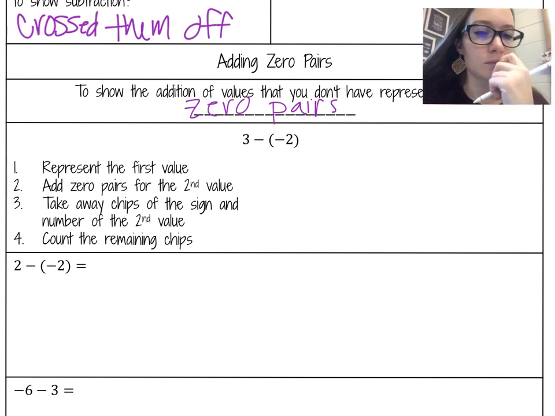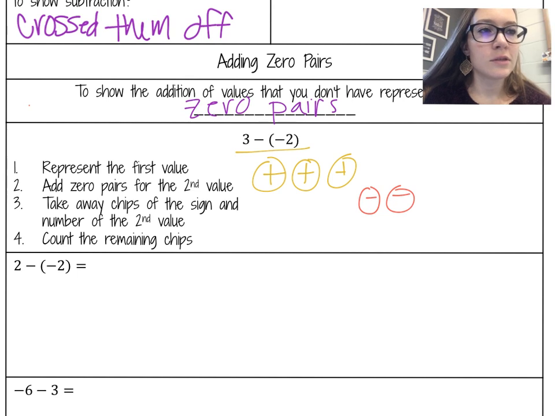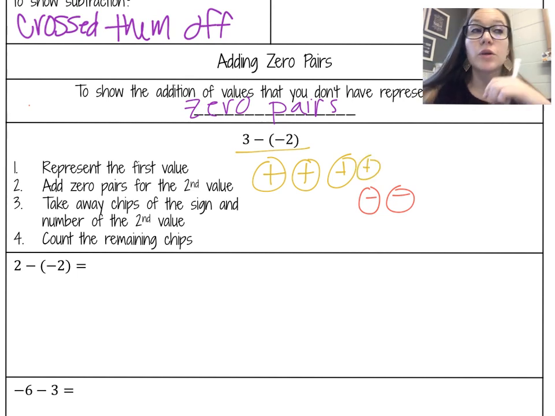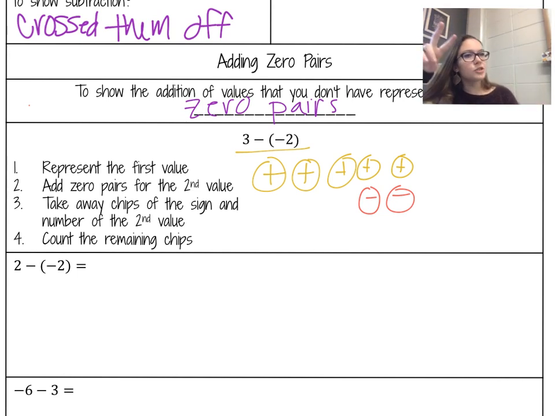So I'm going to show my positive 3 first. 1, 2, 3. Then I need to add enough 0 pairs that negative 2 is represented. So here's 1, here's 2. But I know that if I have a positive with it, this is 0. So I'm not changing the expression or the equation. I'm adding 0, but just in a really clever, creative way. So these guys are my 0 pairs. So I added 2 0 pairs. So I would have negative 2 on my board now.